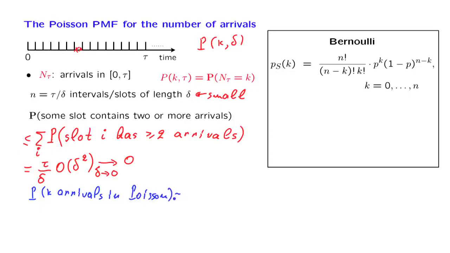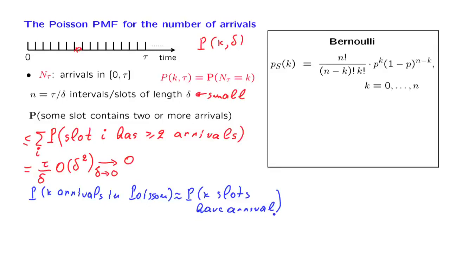In other words, the probability that we get k arrivals in the Poisson model is approximately the same as the probability that k slots have an arrival. Since we're neglecting the possibility that some slot has 2 or more arrivals, this means that the number of arrivals in the Poisson model will be the same as the number of slots that get an arrival. This approximate equality becomes more and more exact as we let delta go to 0.